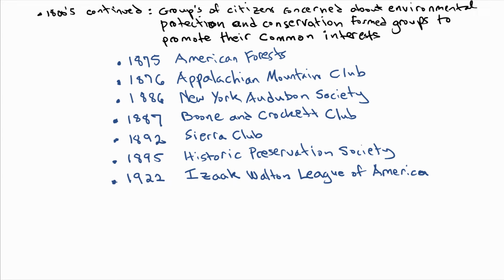1886, the New York Audubon Society. 1887, the Boone and Crockett Club. 1892, the Sierra Club. And 1895, the Historic Preservation Society. In 1922, the Izaak Walton League of America. So these were just basically different organizations that people with common interests made to help their environmental concerns.